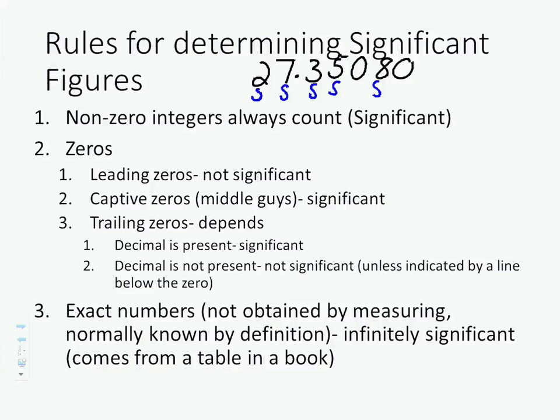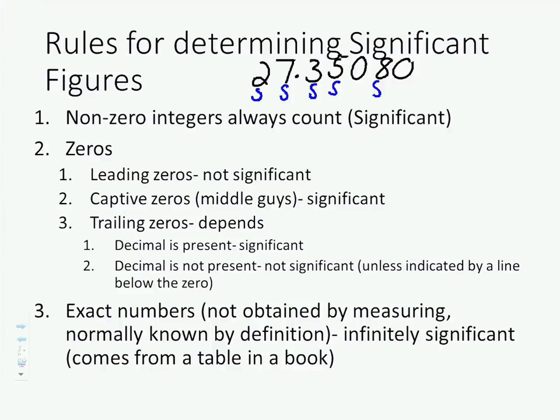Number 3 doesn't really apply to this: exact numbers. If you didn't obtain them by measuring, if you know them by definition, or if it comes from a table in a book, or you counted your toes, then all of the numbers are always infinitely significant. We'll talk more about what that means in a little bit. But for this number, let's say it was made by measuring, so we have to figure out which of those numbers are significant.